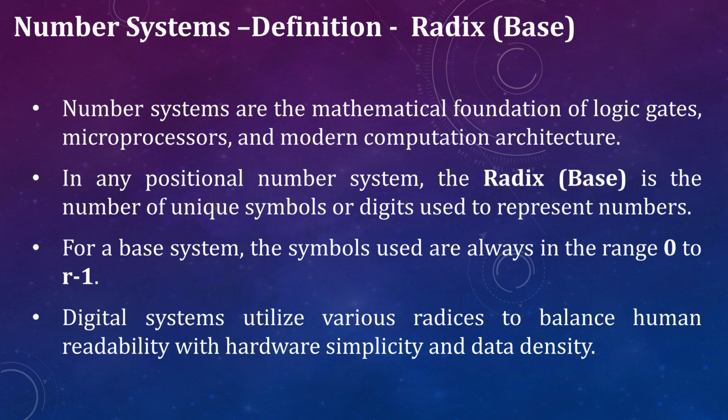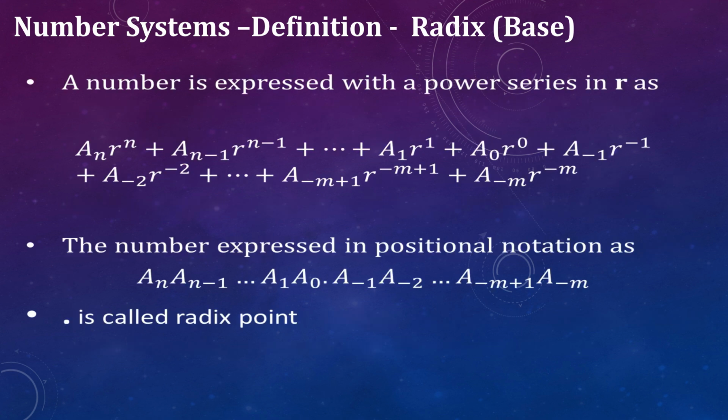The radix or base in a positional number system is the count of unique digits used. For a base R system, the symbols range from 0 to R-1. Digital systems use various radices to balance readability and hardware simplicity. A number is expressed with a power series in R, as shown here. When the number is expressed in positional notation, the decimal point is called the radix point. Here A represents the weight of the position.